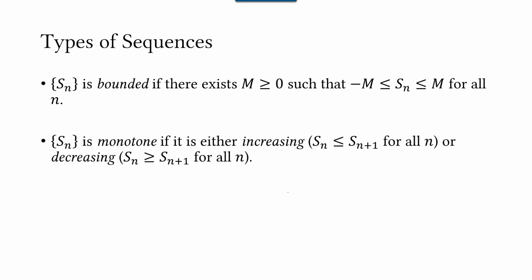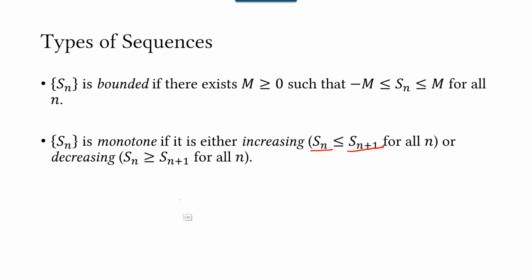Secondly, we have what are called monotone sequences. A monotone sequence is one that is either increasing, so that every term in the sequence, s sub n plus 1, is at least as big as the term before it, s sub n. In other words, the terms of the sequence in general are increasing, although it is okay for them to stay the same.